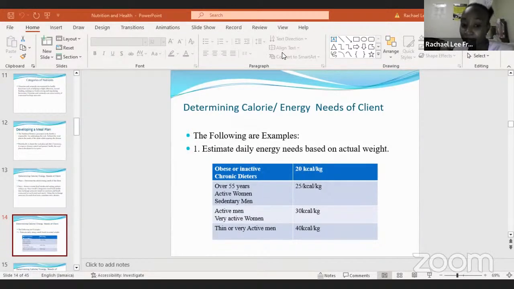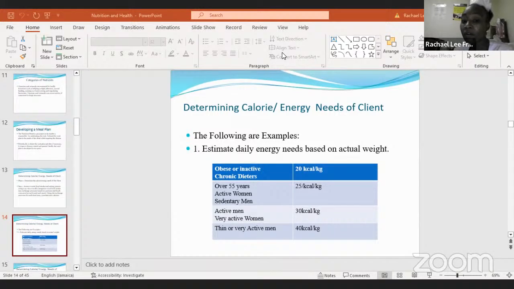If it's an active man, say for instance an athlete, or somebody who has a job using up a lot of energy, for instance a construction worker, or a very active woman, those persons would need about 30 kilocalories per kg. And we know that in weight, sometimes we use pounds or kilograms. To convert from pounds to kilograms, if you have 125 pounds, you would divide it by 2.2, which is the standard, to get the amount in kilograms.